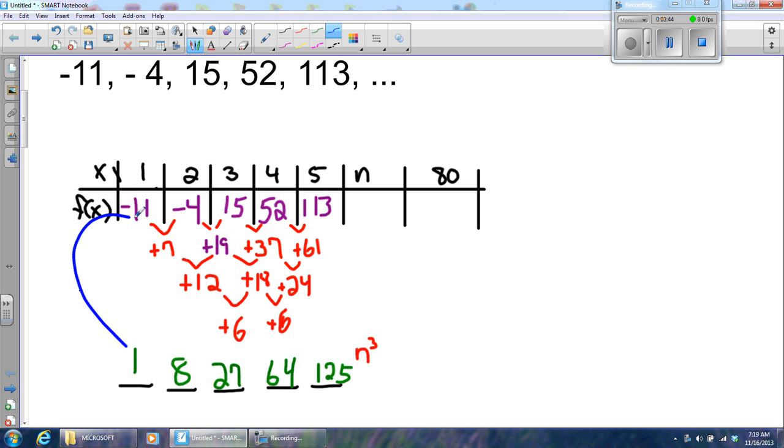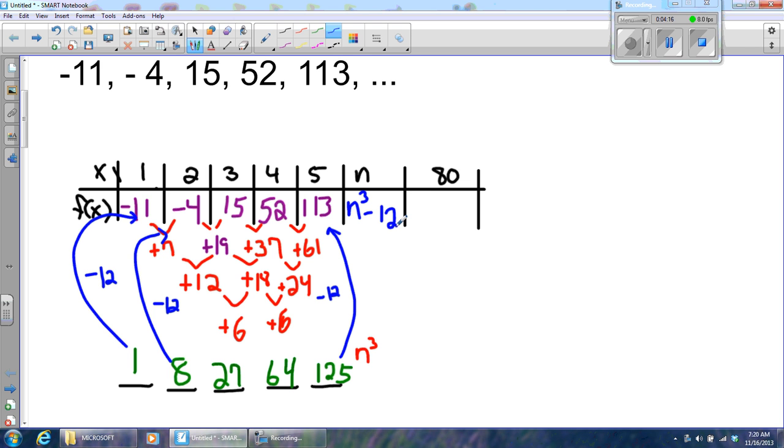Well, how can I turn positive 1 into negative 11? Well, I can subtract 12, can't I? And now I turn 8 into negative 4. I must be subtracting 12. And I'll check one more, just so I'm not getting fooled. And I must do 125 minus 12 to get 113. So my formula becomes n to the third power minus 12.